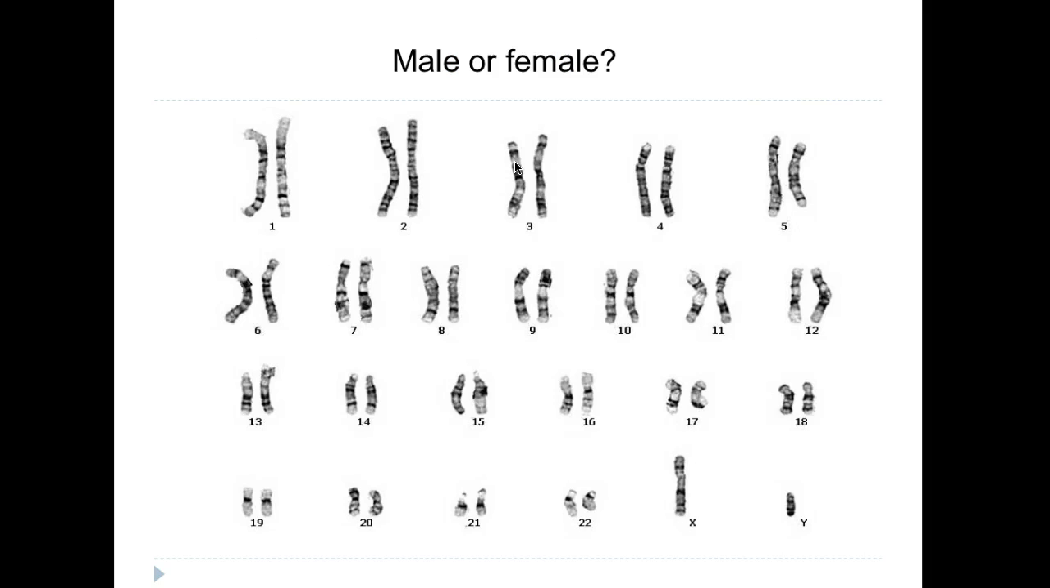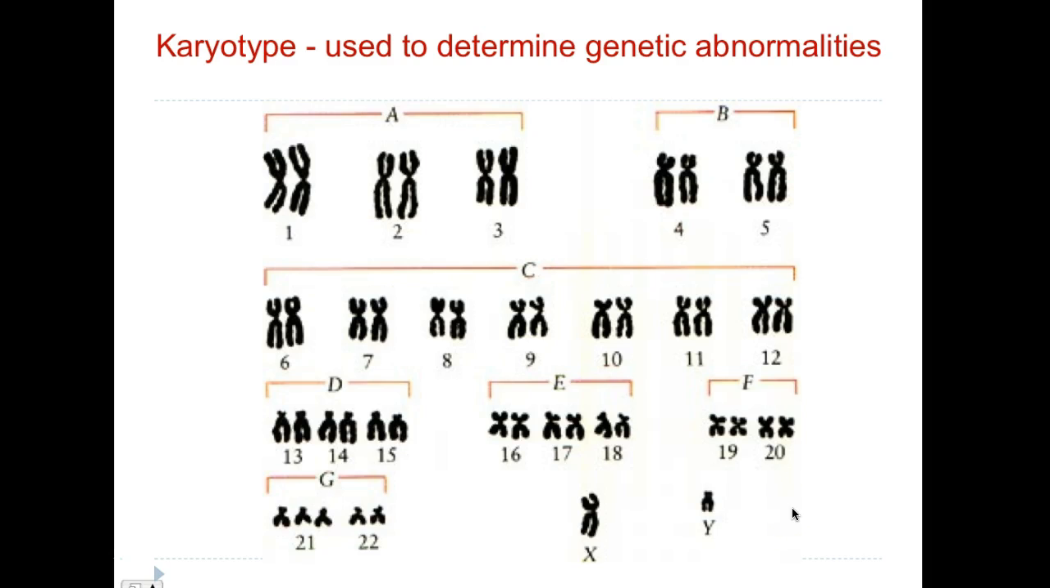If you take a look at this karyotype, chromosomal squash, would you consider this one to be a male or a female? If you answered male, you are correct, because we have the X chromosome and the Y chromosome present. So karyotype is used to determine genetic abnormalities. And if you look, you could see in this karyotype what the chromosomes would all look like.